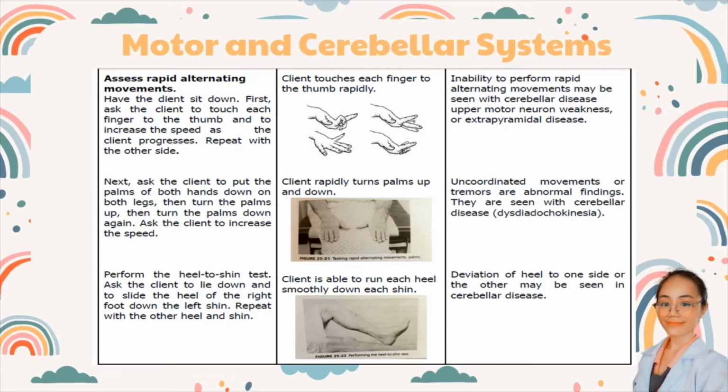For the abnormal findings, the inability to perform rapid alternating movements may be seen with cerebellar diseases, upper motor neuron weaknesses, or extrapyramidal diseases. Uncoordinated movements or tremors are also abnormal findings, and they are seen with cerebellar diseases. Then deviation of the heel to one side or the other may be seen in cerebral diseases.